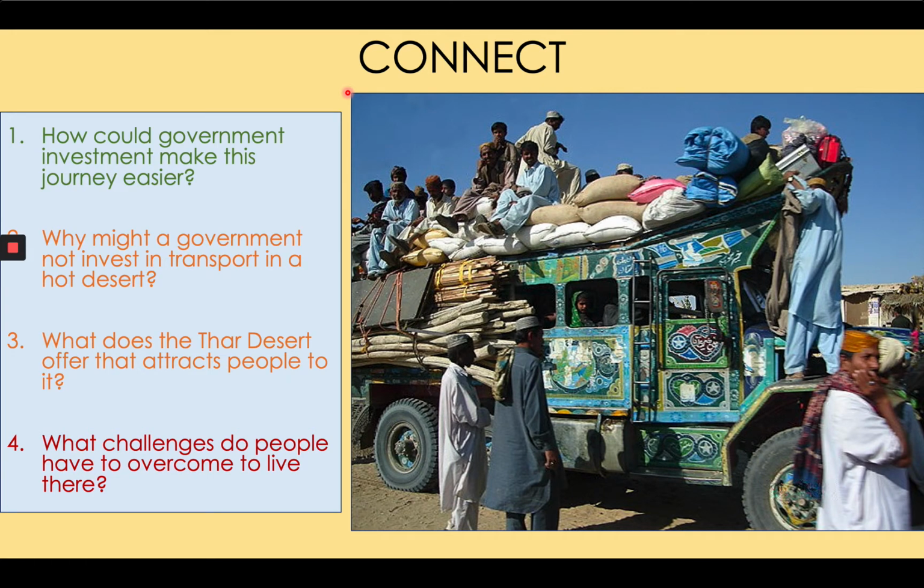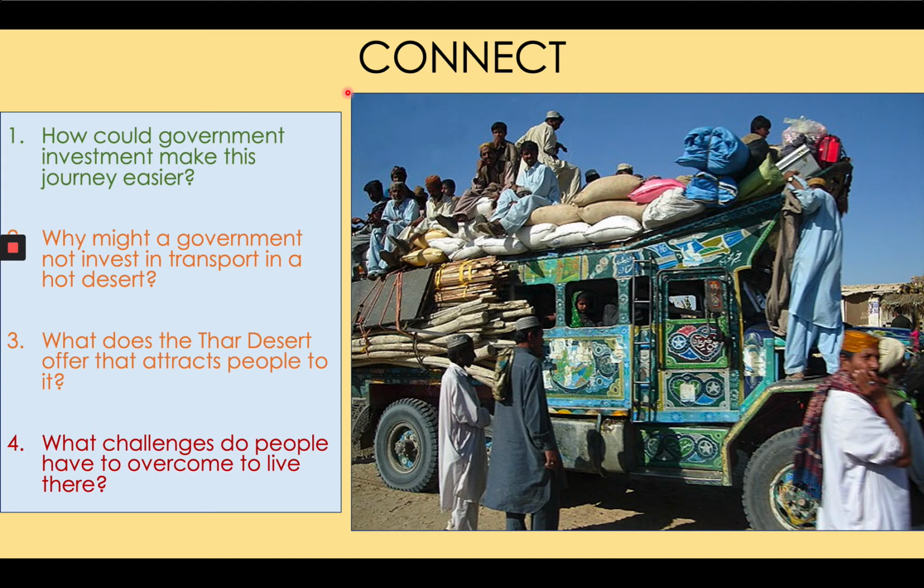2. Why might a government not invest in transport infrastructure or transport vehicles in a hot desert? Well, you should have said that the demand for transport in most hot deserts is very low because of the low populations. Consequently, it does not make economic sense for most governments to invest in transport in hot deserts. For example, there are almost no roads or railways going across the Sahara Desert because very few people make that journey or live there.